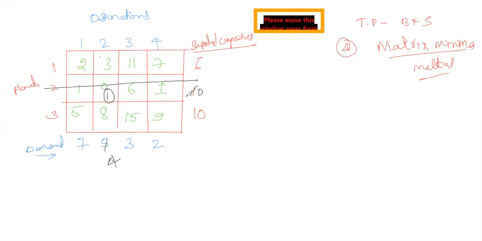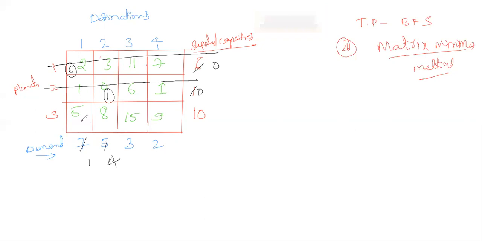Okay. And after that, what is the minimum value? 2. Right? So what is the demand? 7. Supply is 6. Take all the 6. This becomes 0 and the remaining is only 1. So cancel this. Next, after this, what is the minimum? 5. So what is the demand? 1. Supply 10. So take 1. This becomes 0 and this becomes 9. Now you cancel this.